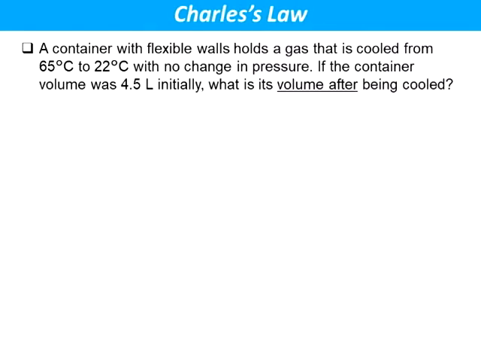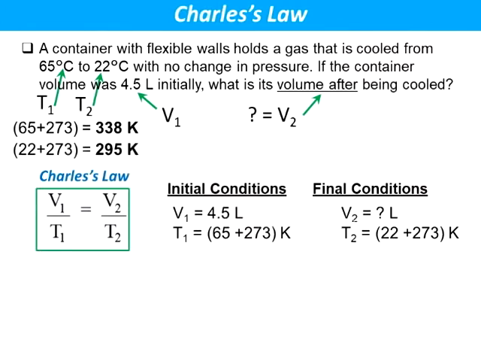Let's work another problem. A container with a flexible wall holds a gas that is cooled from 65 degrees C to 22 degrees C with no change in pressure. If the container volume was 4.5 liters initially, what is the volume after being cooled? We take this problem and mark up all the variables, and we note that we have volume and temperature, which means it's a Charles's law problem.